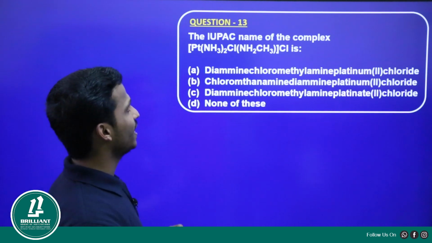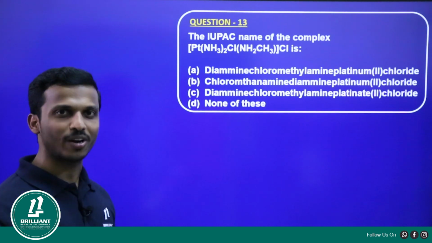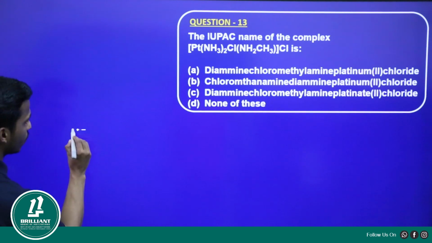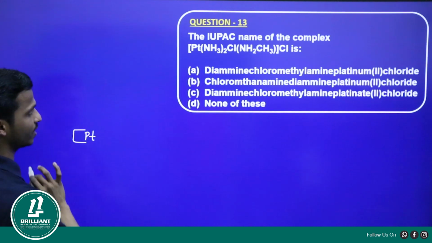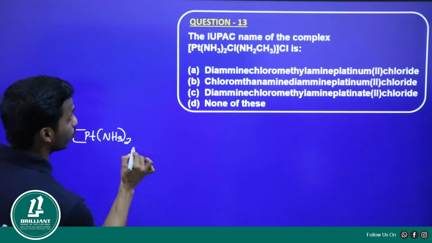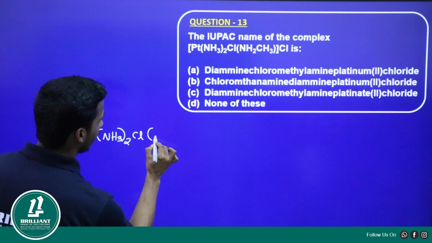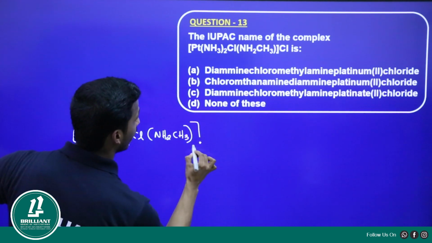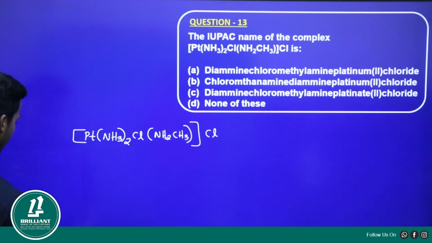The IUPAC name of the complex. Again, the question is from coordination complex. Very simple. What is the complex? Platinum is your central metal atom, and it is connected with NH3 twice, one chlorine, and NH2CH3, and the counter ion is chlorine.